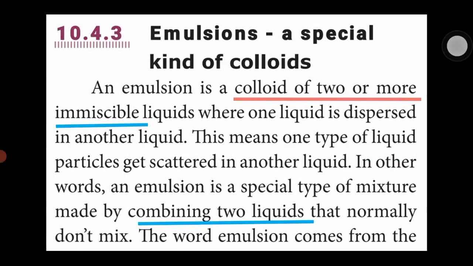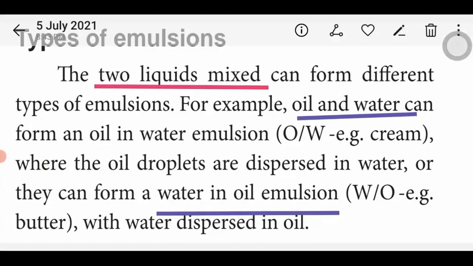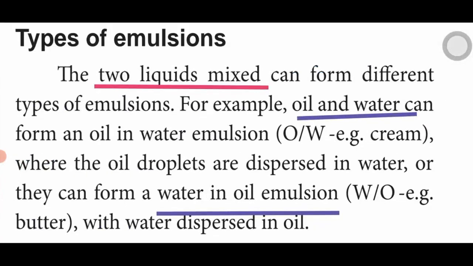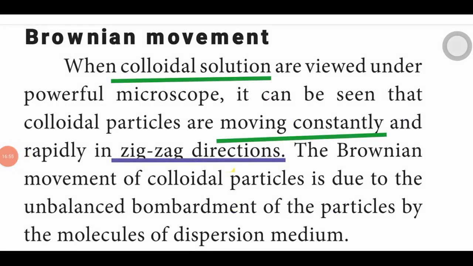Dear children, note down this assignment. First question: what is an emulsion? The answer is the first three lines: an emulsion is a colloid of two or more immiscible liquids, where one liquid is dispersed in another liquid. Next, the second question: explain the types of emulsion. This is the answer for the types of emulsion question. The third question: Brownian movement. What is called Brownian movement? This is the answer for Brownian movement.